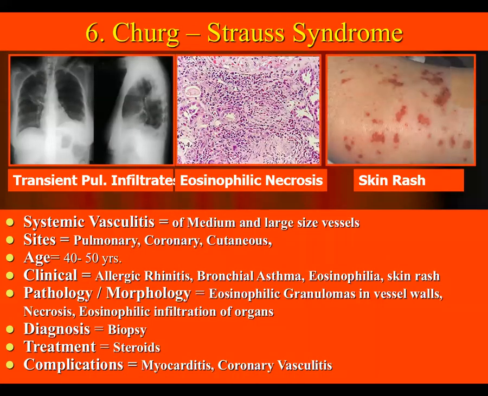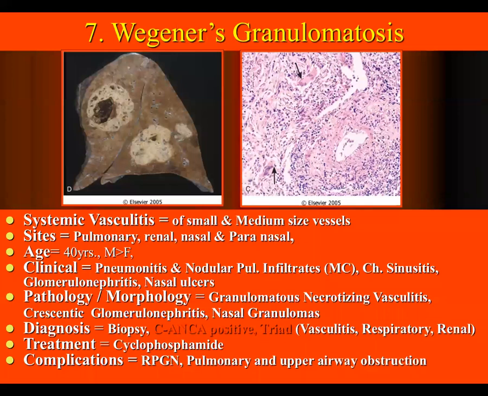Okay, so this is also a case where we can see Churg-Strauss syndrome, along with involvement of the upper airways and the lower airways, and also glomerulonephritis in these cases, with formation of necrotizing glomerular inflammation in the vessel wall. So this is also Wegener granulomatosis, with its triad.